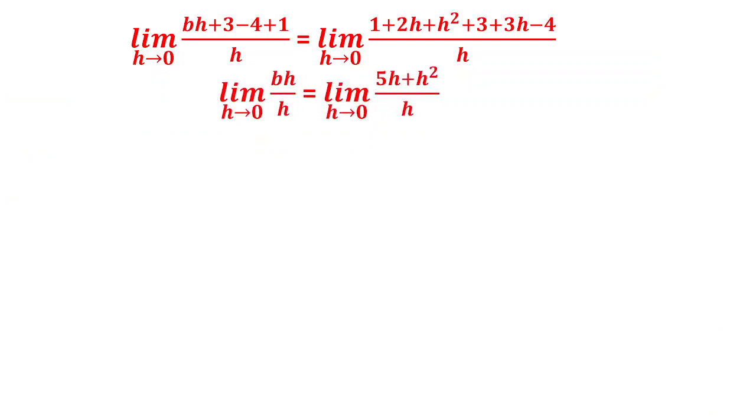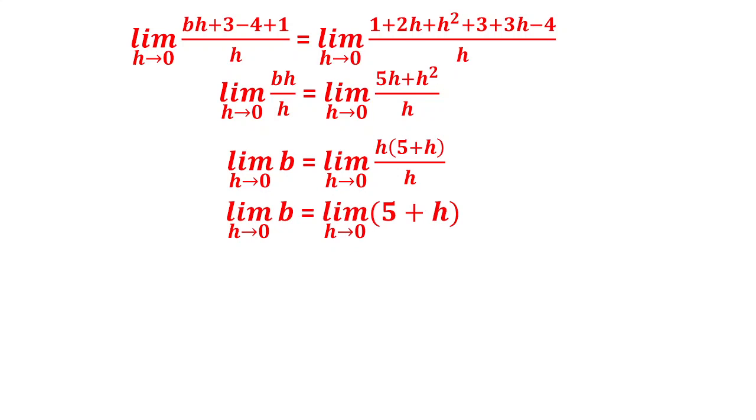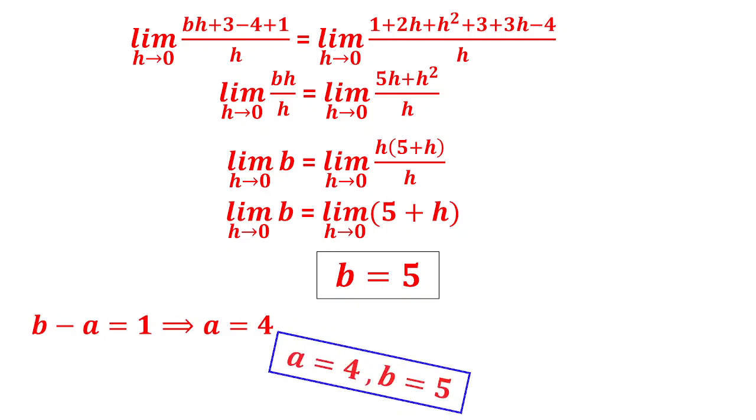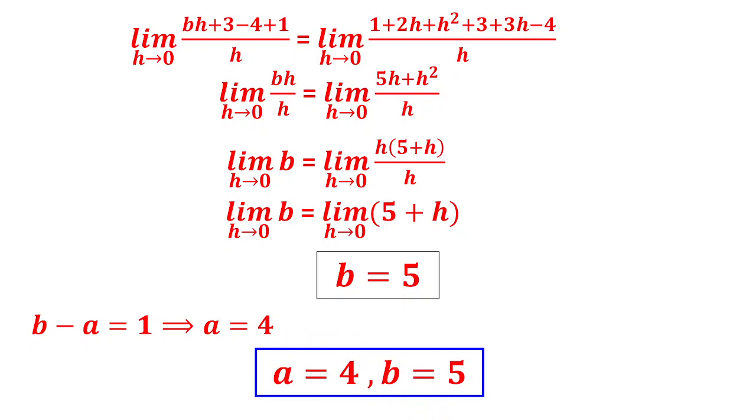In the left hand side I am getting bh by h, which is equal to limit h goes to 0 of 5h plus h square by h. I am cancelling h in both the left hand side and right hand side. I am getting limit h goes to 0 of b is same as limit h goes to 0 of 5 plus h. Therefore b is equal to 5. You are getting the value of b directly and already have the equation b minus a is equal to 1. Therefore I am getting a is equal to 4 and b is equal to 5.